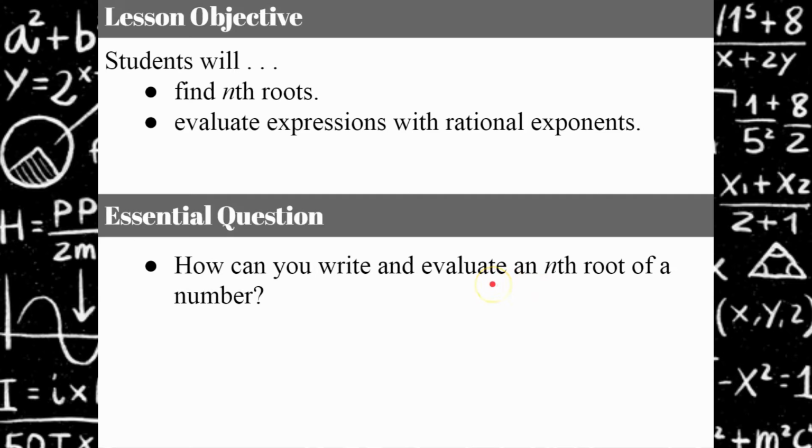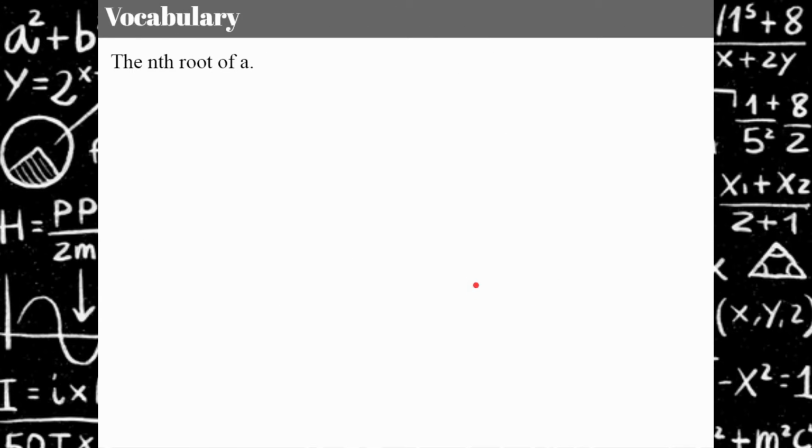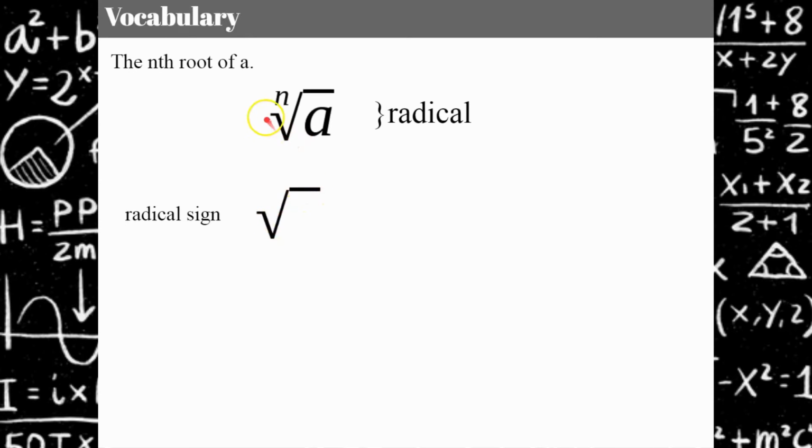So again, building on what you previously have learned. So let's go over some vocabulary. Let's talk about the nth root of a. So we have a radical sign. Here is our radical sign. You may have referred to this up until now as a square root sign, but today you'll learn that it's not just square roots.